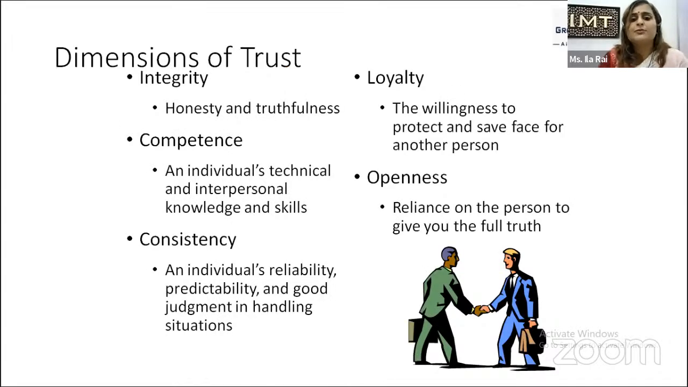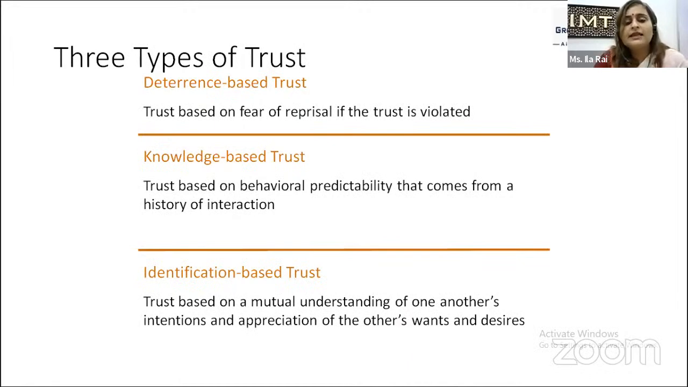We also come to the concept of trust. When we talk about leadership, trust is very important. So what are the different dimensions of trust? Integrity, loyalty, competence, openness, and consistency. There are 3 types of trust. First is deterrence-based trust. Deterrence-based trust means that an individual trusts another person on the basis of fear. They fear that if they do not follow the other person, there will be some repercussion, and to avoid that repercussion, they provide their trust to the other person.